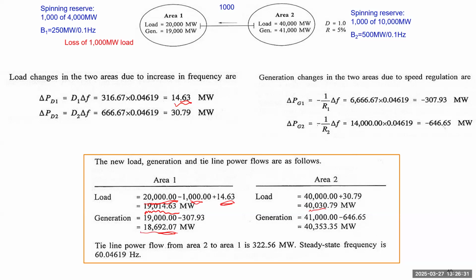And for area 2, it will be slightly higher than the original load because frequency is increased and the generation is decreased. So if you compare this number and that number, the gap is 322.56 megawatt. So this is the new Thailand flow. Originally, Thailand flow is 1,000, but right now the Thailand flow is reduced to only around 300. That is because area 1 has decreased the load, and the final frequency is slightly higher than 60 hertz. So this is question 1.